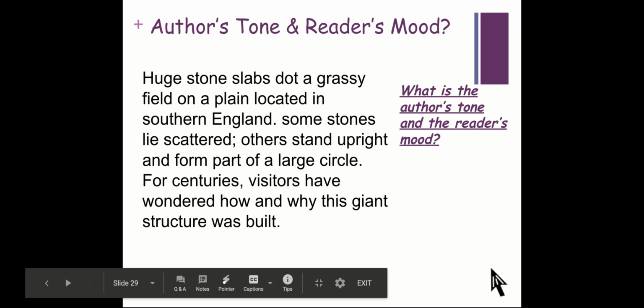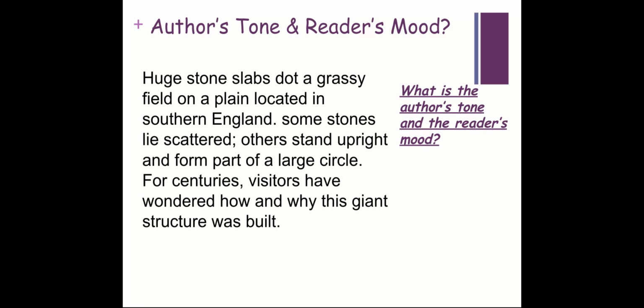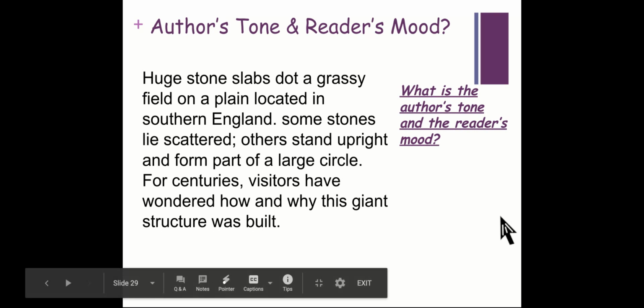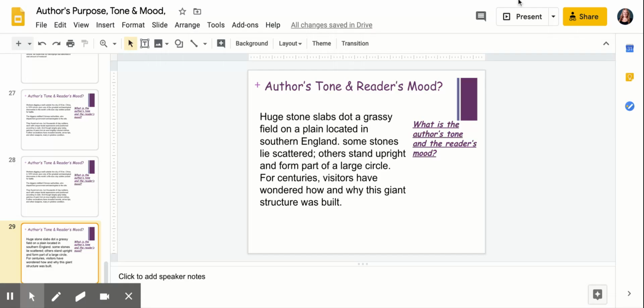Let's look at our third example. Huge stone slabs dot a grassy field on a plain located in southern England. Some stones lie scattered, others stand upright and form part of a large circle. For centuries, visitors had wondered how and why this giant structure was built.